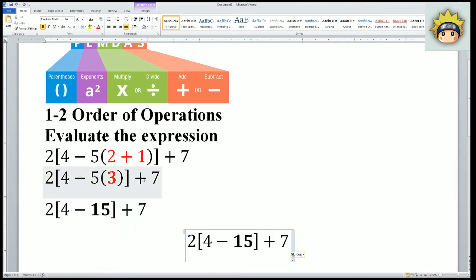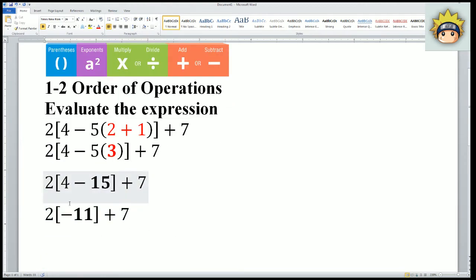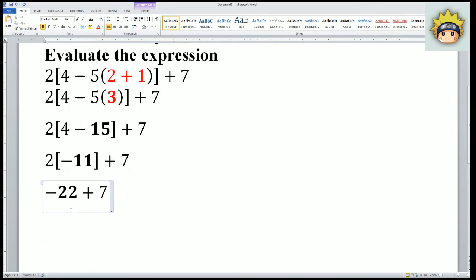Now we do, what's next? We still have to do inside the parentheses. 4 subtract 15. 4, you lose 15. That becomes negative 11. Next, right? What's after? Because we no longer have parentheses, these two, you can distribute it in, or just multiply it. And that becomes 2 times negative 11 becomes negative 22. See that? 2 times negative 11 becomes negative 22. Plus 7. You leave that exactly the same.